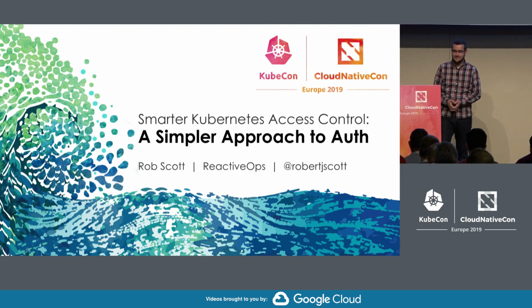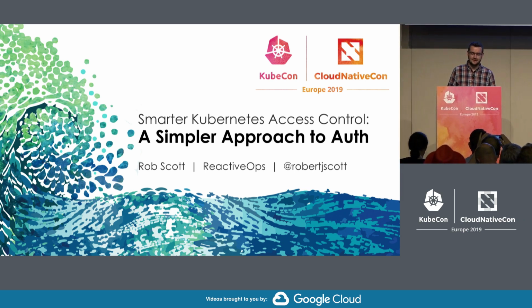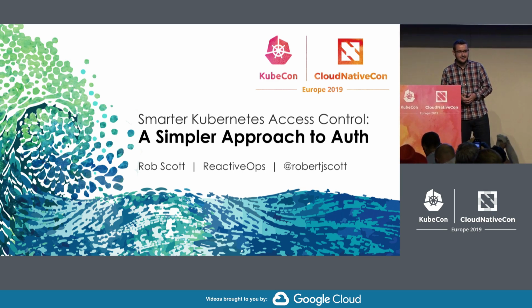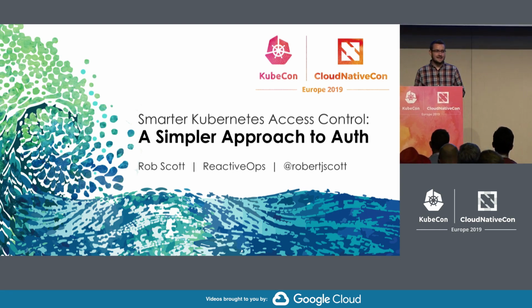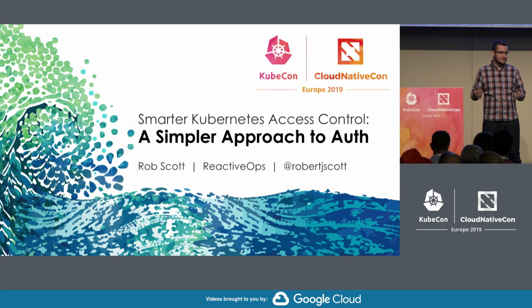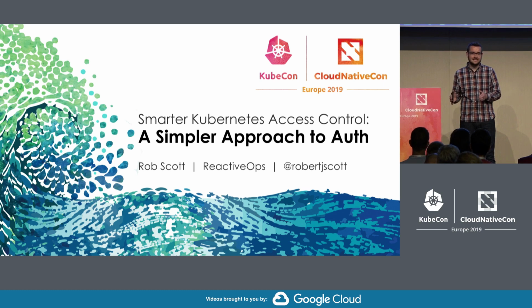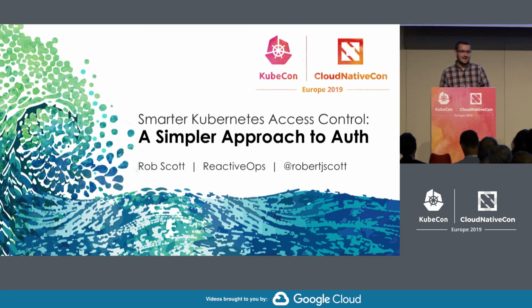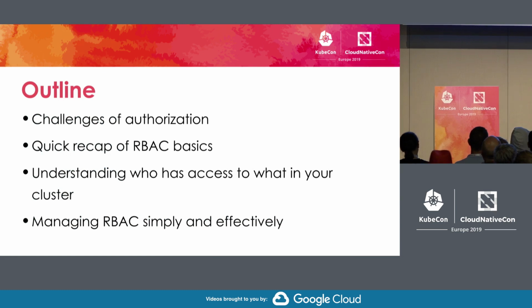Thanks for that introduction. My name is Rob Scott, as he said, and I'm going to be talking today about smarter Kubernetes access control, how we can simplify our approach to authorization inside Kubernetes. I work with a great team at ReactiveOps, and at ReactiveOps we get to see a wide variety of Kubernetes clusters from a wide variety of organizations, and what that's led to is us learning a whole lot about how to do authorization effectively for a whole different host of organizations and a whole different host of sizes. And we're going to try and share those lessons with you today and some tools that we've built to help simplify that process.